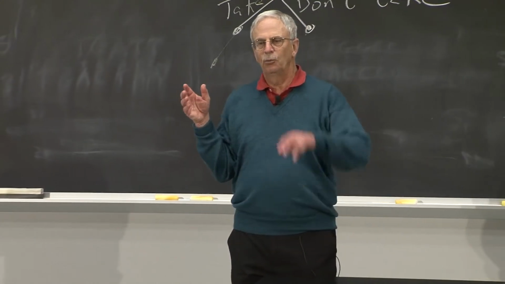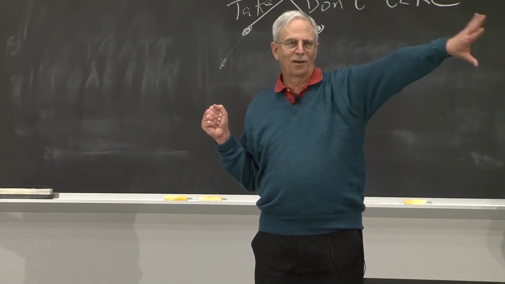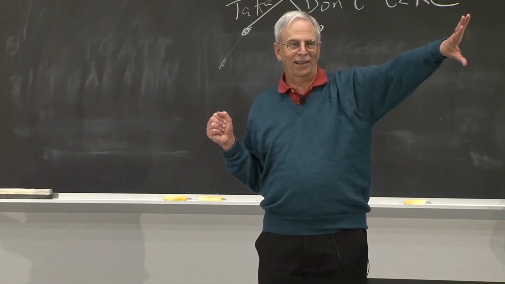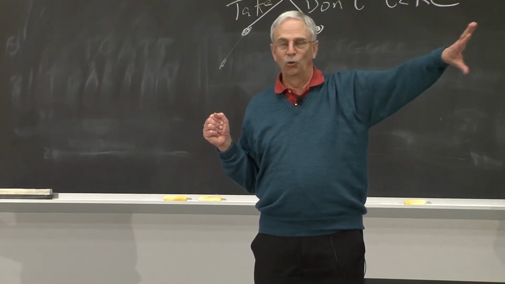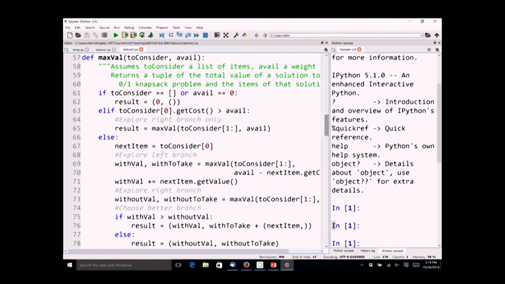If it is, we don't need to explore the left branch, right? Because it means we can't afford to put that thing in the backpack, the knapsack. There's just no room for it. So we'll explore the right branch only. And so the result will be whatever the maximum value is of to consider of the remainder of the list with the first element sliced off, and availability unchanged.